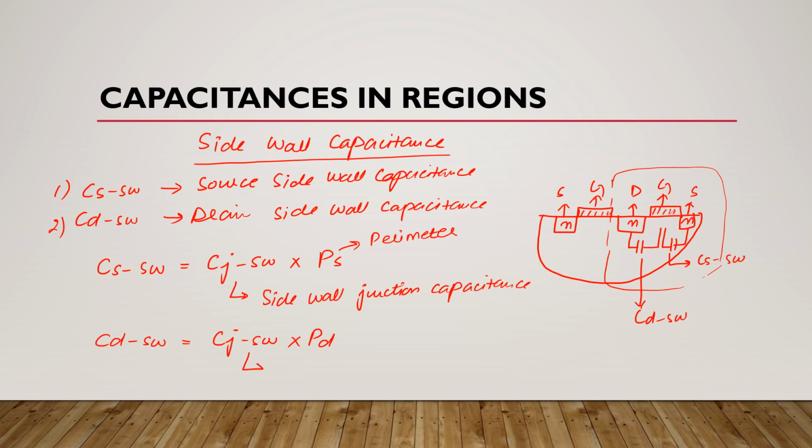Again, as you can see here, we have sidewall junction capacitance, and this is drain perimeter, okay. These PS and PD perimeters, their unit is micrometer, okay.